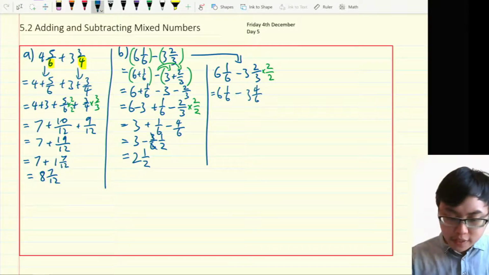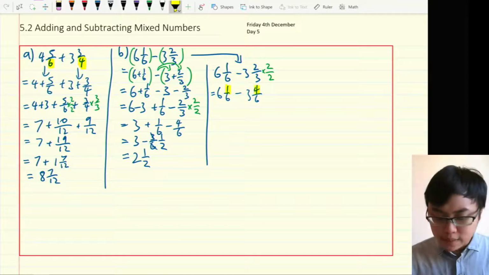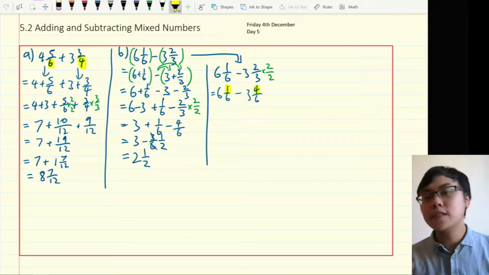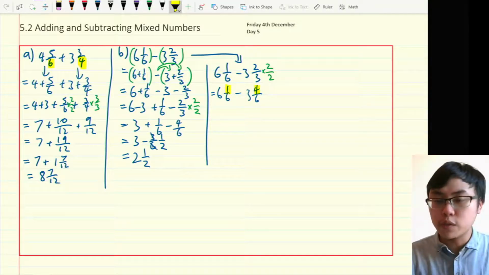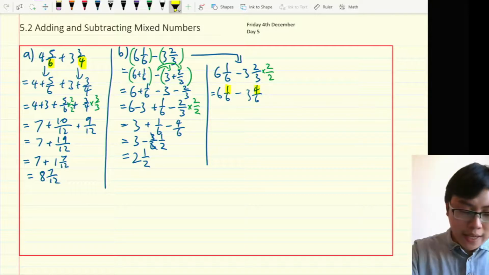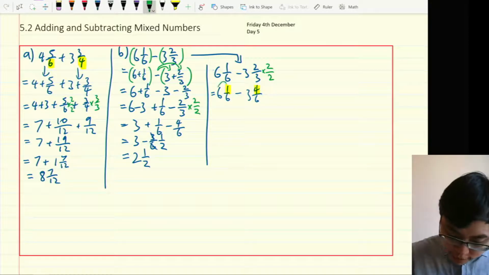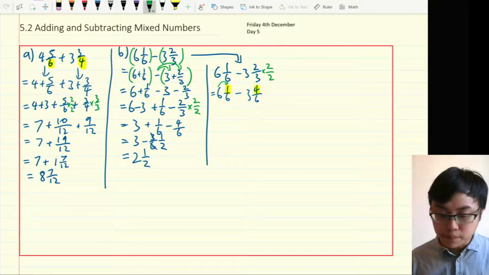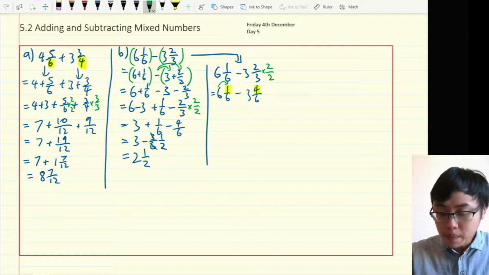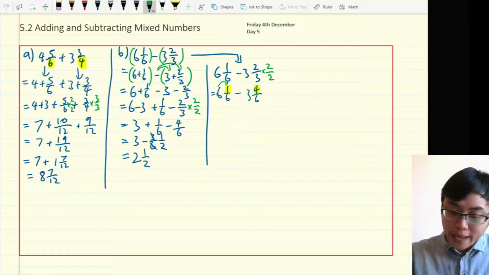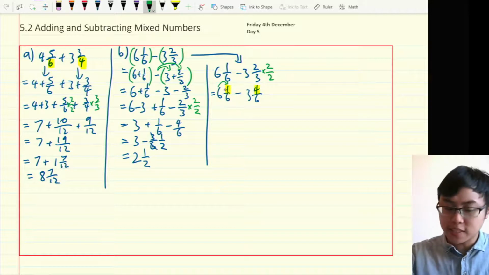Now, the second thing is I'm going to look at my numerator. 1 over 6 minus 4 over 6. Can I subtract it? No, because it's going to go negative, and I don't want to deal with negative numbers. So instead, I'm going to borrow a whole number from the 6 into the numerator. I reduce the 6 by 1, and I add that 1 into the fraction. And 1 plus 1 over 6 is the same as 7 over 6.